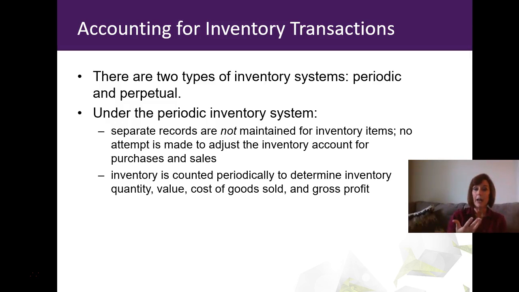Hopefully you remember from accounting, there are two types of inventory systems, the periodic and the perpetual. Under the periodic system, we're not updating our inventory with every transaction. Instead, we're only recording sale, sale, sale, sale. At the end of the accounting period, we do an adjustment for all the inventory that we've sold, and so we don't really know in real time how much inventory we have on hand.